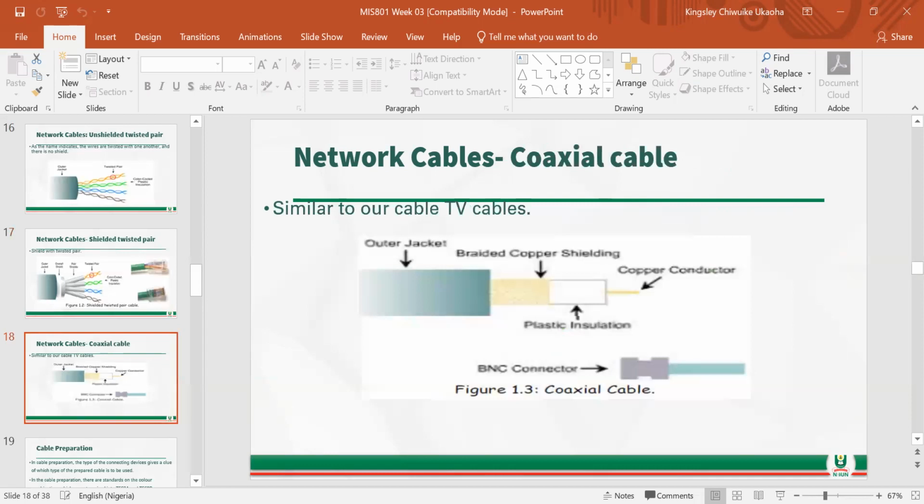Then you have the coaxial cable. Coaxial cable is similar to a cable television cable. When you open it, you see one thin, long wire inside it, and then it is covered with a plastic container with some other components inside. So you have the outer jacket, the braided copper shielding, the copper conductor, the plastic insulation, and so on.